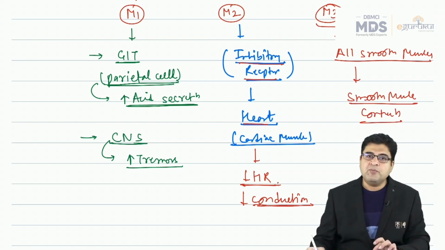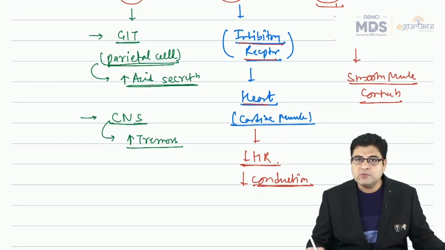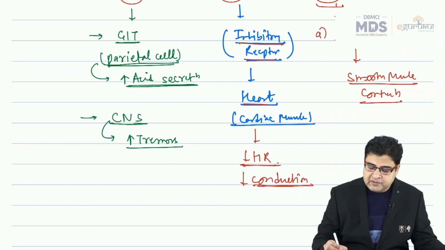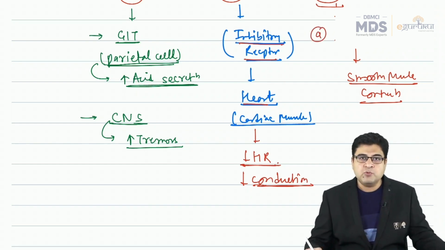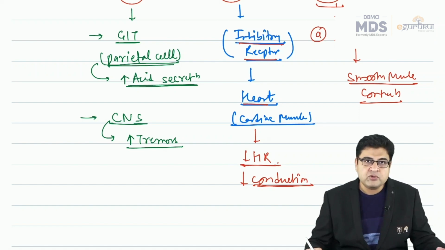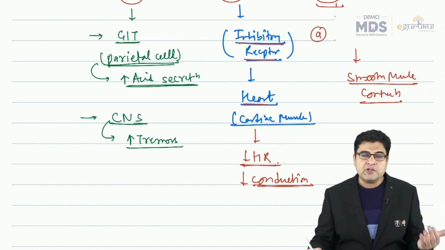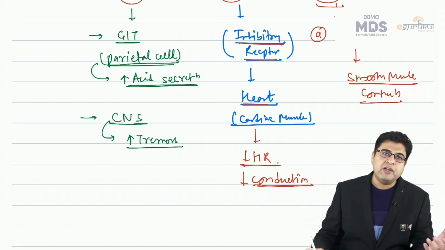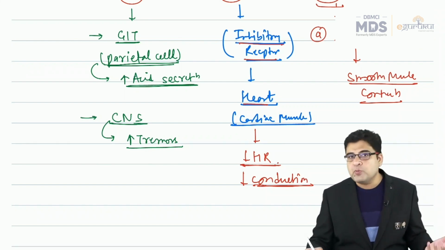So all smooth muscles will be contracted by this muscarinic 3 receptor. Muscarinic 3 receptor is present on the surface of all smooth muscles, and all smooth muscles will be contracted. Like if I ask you this question, what will happen to bronchioles? You will answer me, sir, bronchioles are going to be contracted. If I ask you what will happen to the uterus, it is going to be contracted.